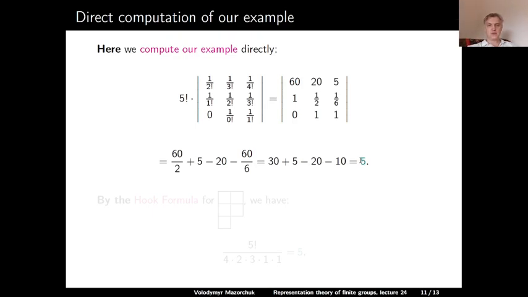Let us also compute the number of standard Young tableaux of shape 2, 2, 1 using the hook formula, just to compare. So if we take the partition 2, 2, 1, then by the hook formula we will have 5 factorial divided by the lengths of all hooks. So the hook here has length 4, the hook here has length 2, the hook here has length 3, and the hooks here and here have length 1. So we have 5 factorial divided by 4 times 2 times 3 times 1 times 1, which is equal to 5. So we have the same answer.